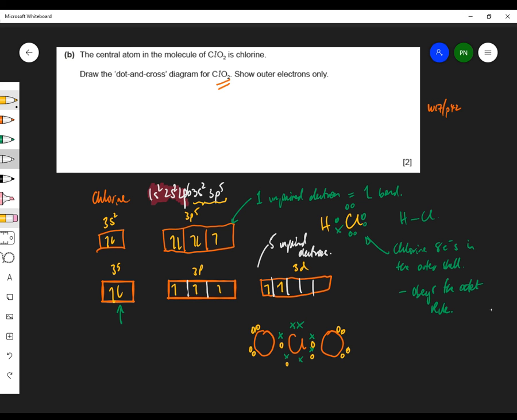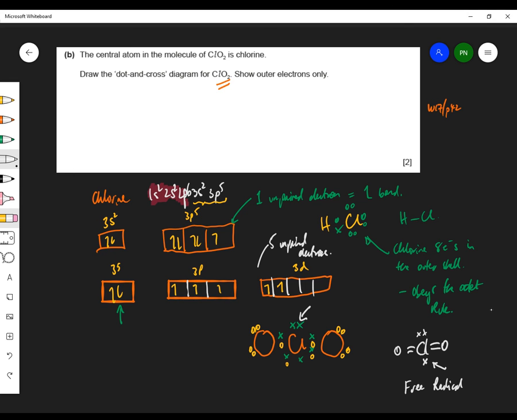So what would this look like? This would look like Cl, double bond, O, O. And there would be a lone pair, and there's also an unpaired electron. So this guy is actually a free radical, because of the unpaired electron there.